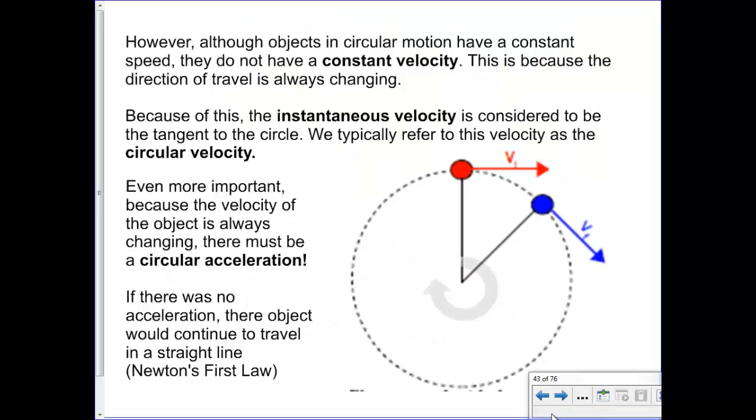Okay, let's talk some theory behind circles then. Okay. I'm going to do what I hate doing. I'm just going to read off my slides. It's probably the best way of doing it right now.